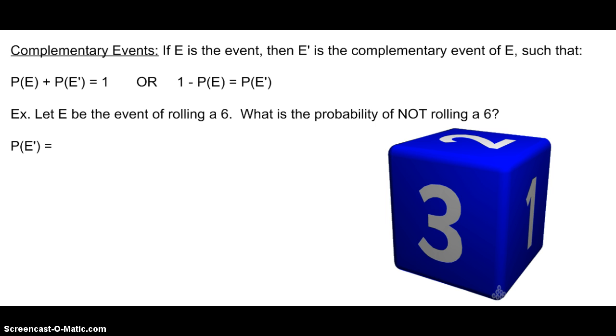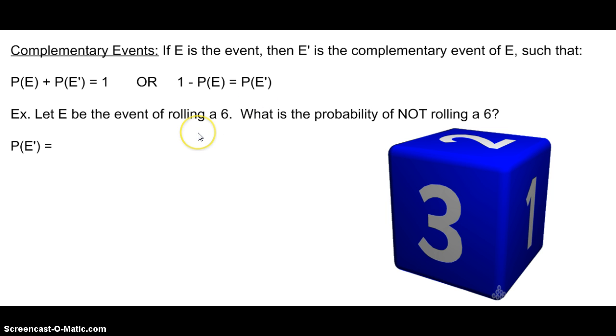You can have complementary events, and if E is an event, then E prime, this notation is important to realize, is the complementary event of E, such that the probability of E and the probability of the complementary event is going to equal 1. Or a lot of times you'll be asked to find the probability of an event or the complementary, and you'll be subtracting that from one to get the other.